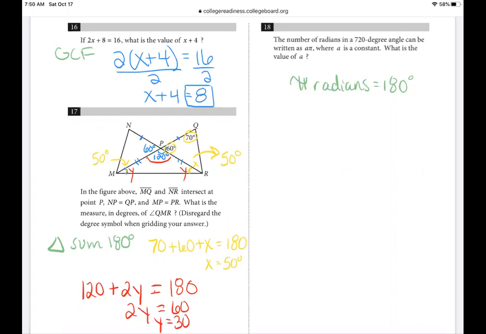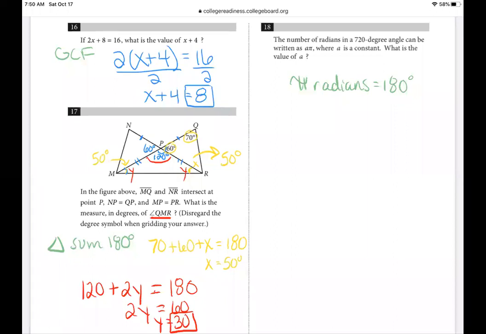So in degrees, so they're already telling you you're using degrees, so you would be able to just grid in 3 zeros, the 30 degrees for that angle. For number 18, the number of radians in a 720-degree angle can be written as a pi, where a is a constant. What is the value of a?